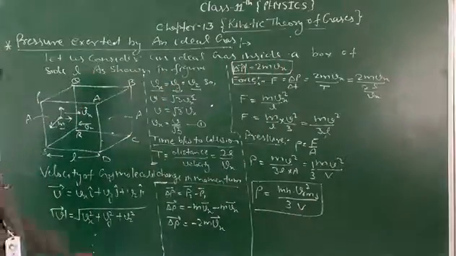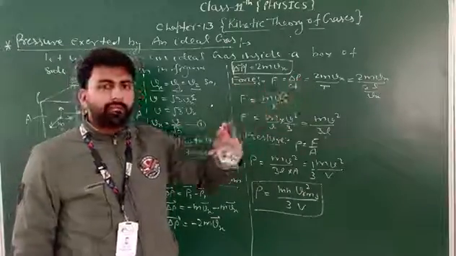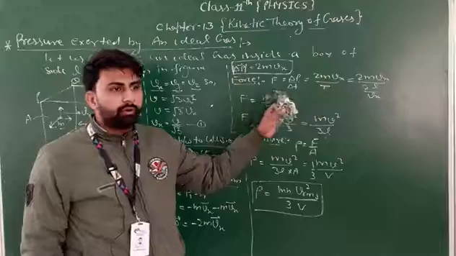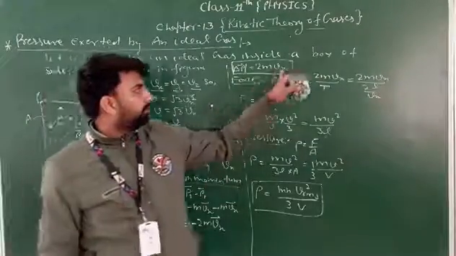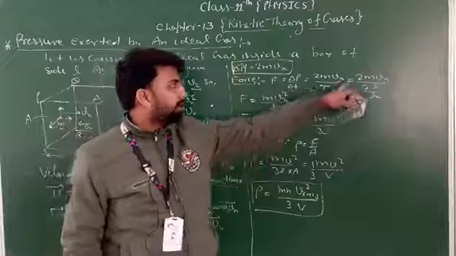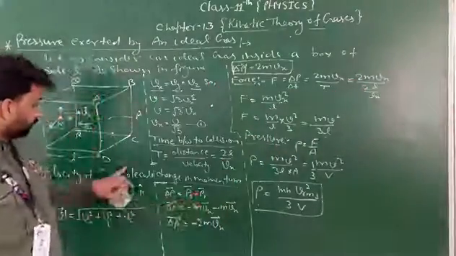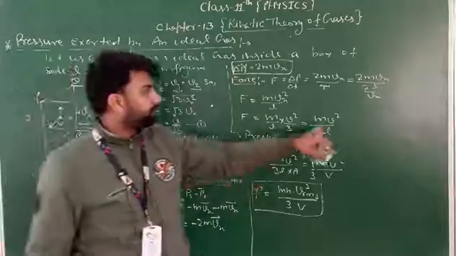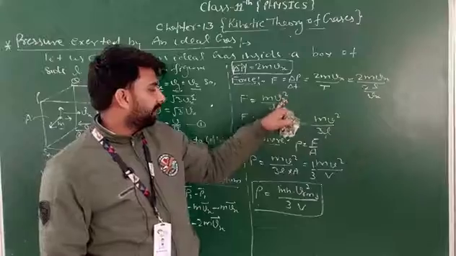Now we know that force is equal to change in momentum upon time. This means change in momentum with respect to time is known as force according to Newton's second law. So change in momentum is 2mvx and time period t is equal to 2L upon Vx. So 2 and 2 cancel out, and F = mvx square upon L.